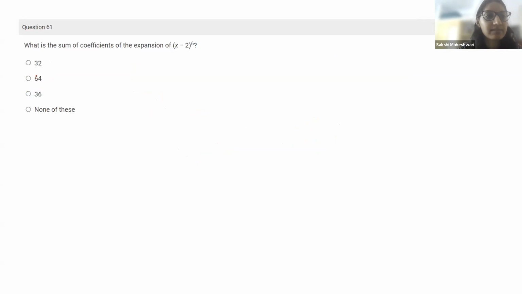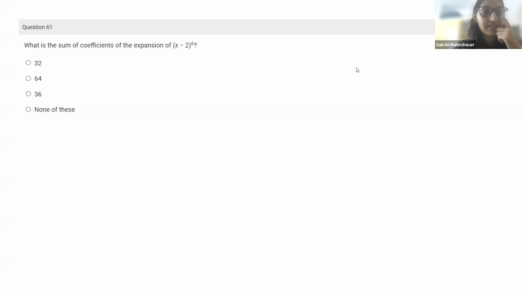Now next question. What is the sum of coefficients of the expansion? If you are aware, you guys know binomial expansion, right? We discussed it. I mixed up 250% more than Sarah and got it wrong. So you need to avoid this kind of silly mistake.